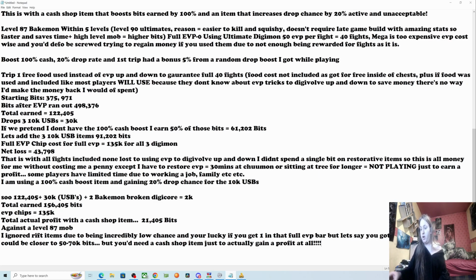The only way the game devs are going to fix this is either by increasing the amount of bits we earn per fight, and it needs to be a lot if I'm using 100% and I'm still at a loss, or add an aura item like DMO had that would combat this problem completely. But the game devs haven't added one.